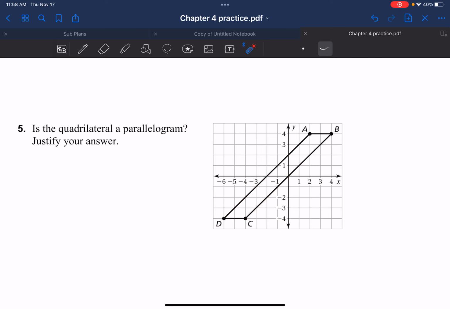Now, just by looking at it, I can tell AB and DC are parallel because they're both completely horizontal. So your job would be maybe to find out if DA and CB are parallel. You can double check that by finding their slopes.